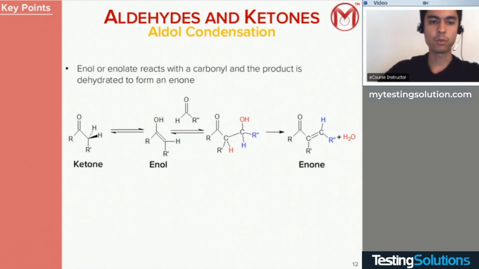I start off with a ketone, and remember my ketone can undergo keto-enol tautomerism, so it'll form an enol. And when the enol is reacted with a carbonyl, again, either an aldehyde or a ketone, it forms this intermediate product. It has the carbonyl, and it has this hydroxyl group.